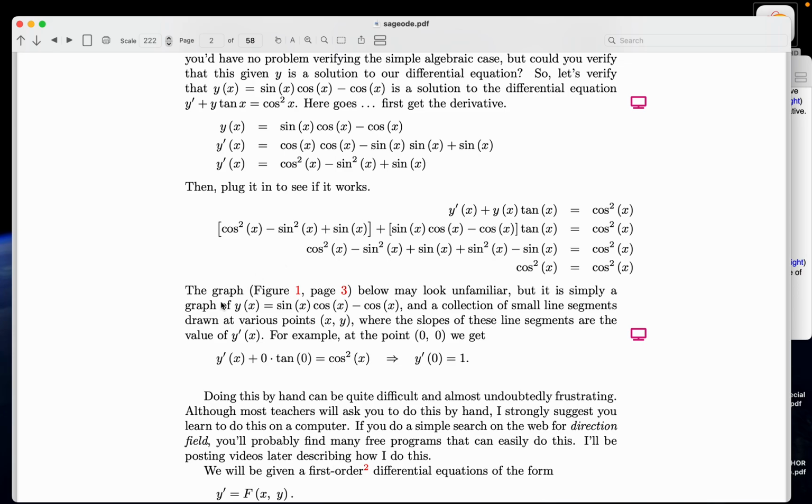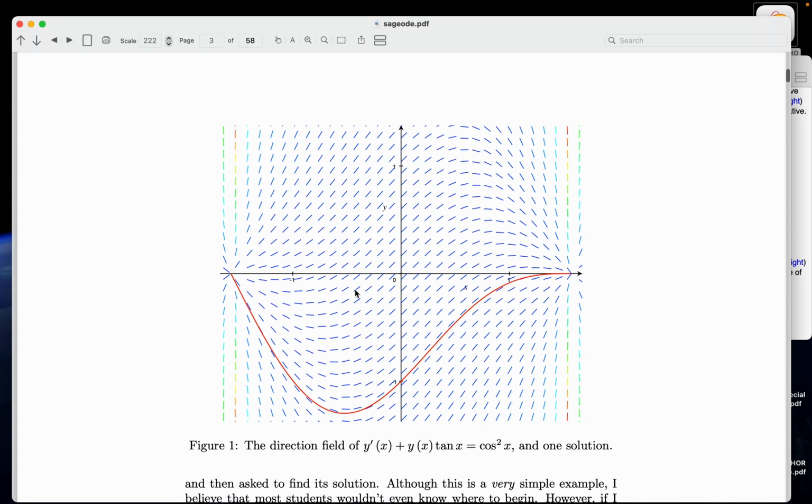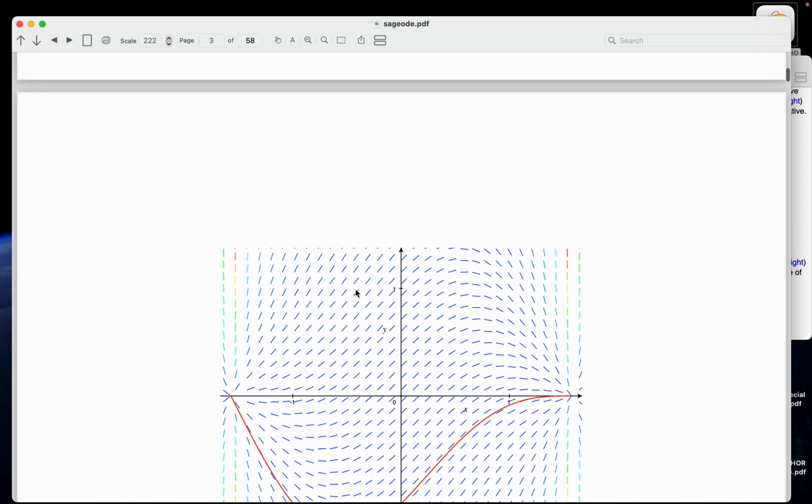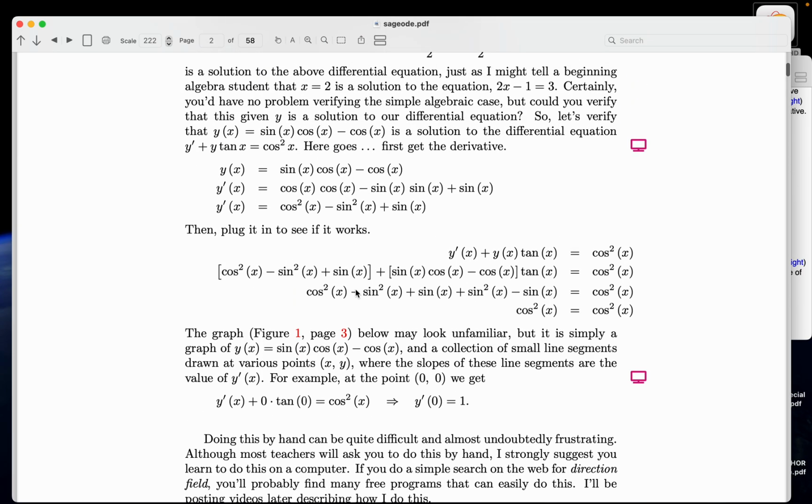Okay, we're at the point in the notes where we have a graph, and that's figure 1, page 3. Let me go to that. And we're looking at this over here, and then the question is, how do you generate that graph? And so I'm going to go through that with you. I'm using an application called Grapher to do that. So the first thing I want to do is graph the solution to the problem, and then we'll graph that slope field.